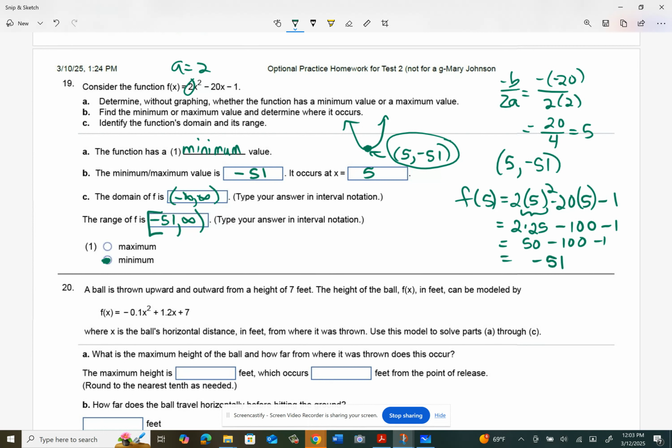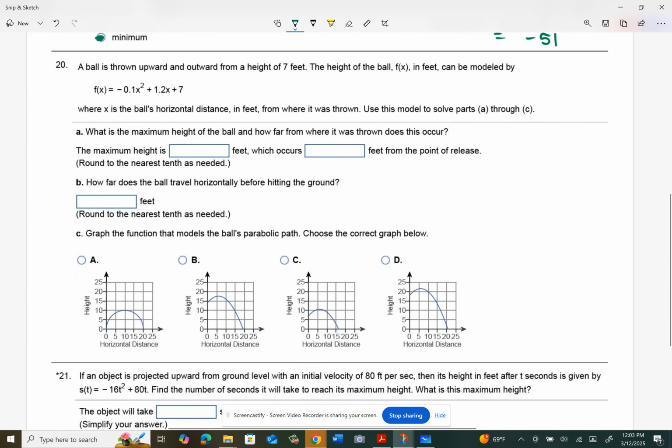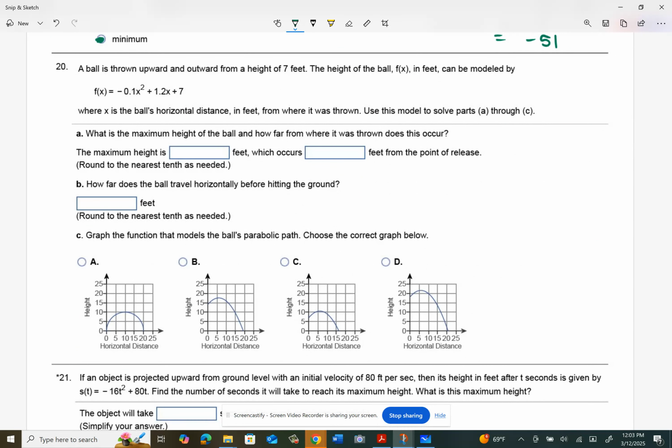Okay, so let's go ahead and do a couple of application problems related to that. So let's look at question number 20. Here we have a ball thrown upward and outward from a height of 7 feet. The height of the ball can be modeled by this equation. X is the horizontal distance from where it was thrown, and we're supposed to answer all of these questions.